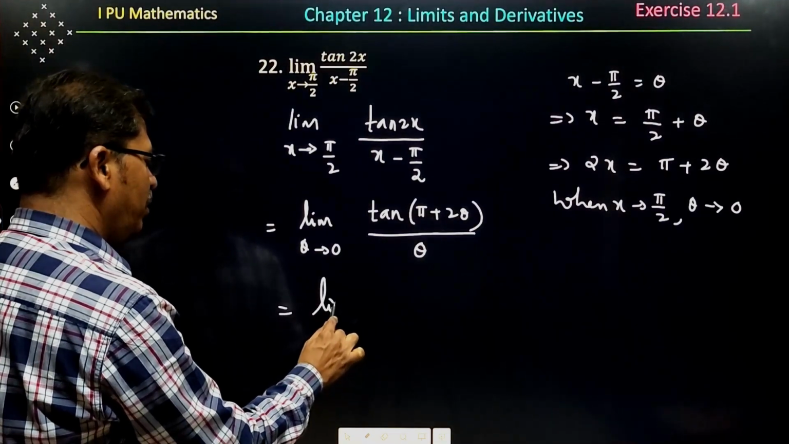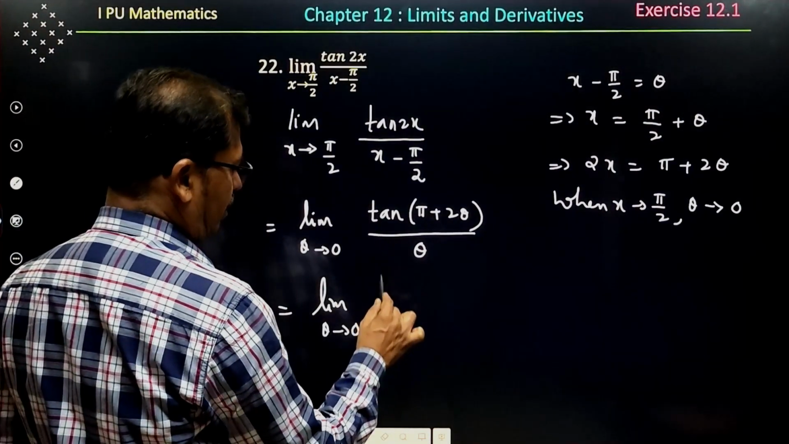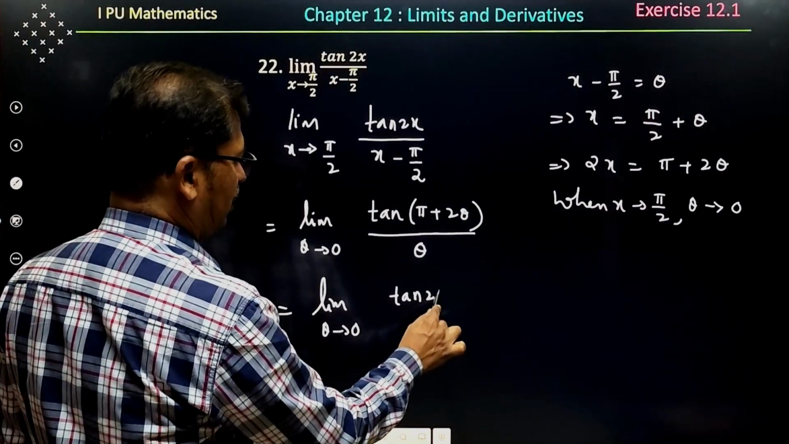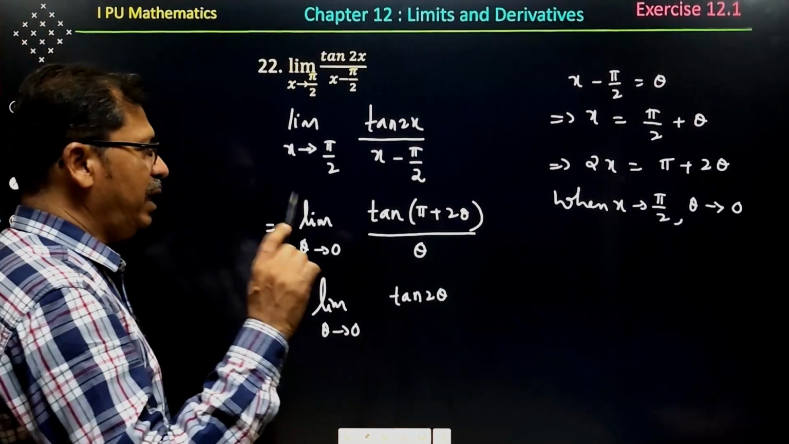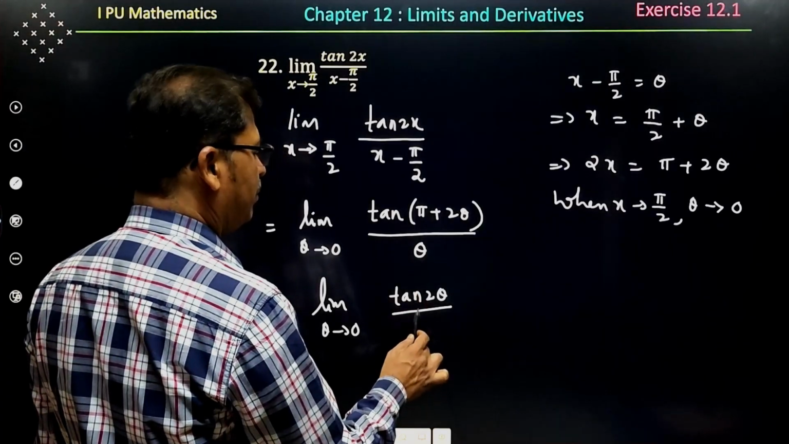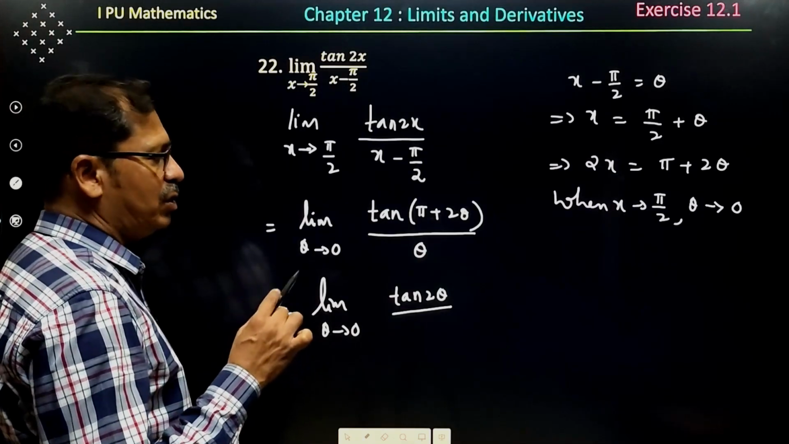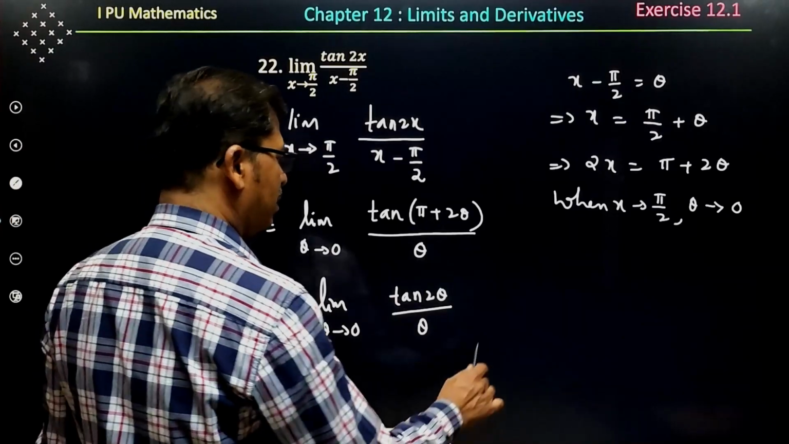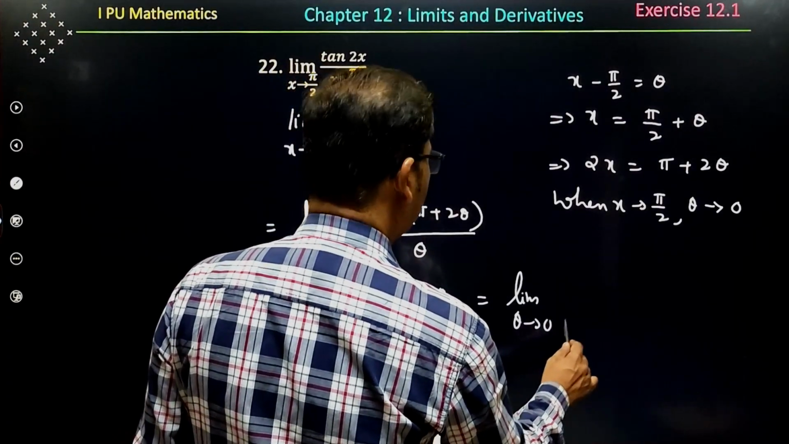So this is equal to limit theta tends to 0, tan of 180 plus 2 theta. You need to apply the allied angle property of trigonometry. Tan remains tan only. 180 plus 2 theta is in the third quadrant, and in the third quadrant the tan ratio is positive. Whole divided by theta.